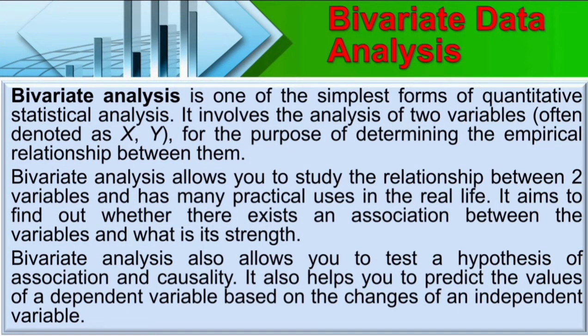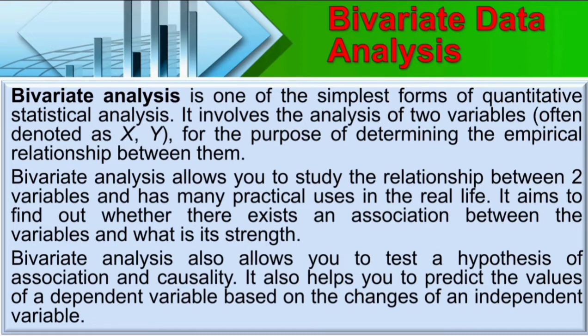Bivariate data analysis. Bivariate analysis is one of the simplest forms of quantitative statistical analysis. It involves the analysis of two variables, often denoted as x and y, for the purpose of determining the empirical relationship between them. Bivariate analysis allows you to study the relationship between two variables and has many practical uses in real life.